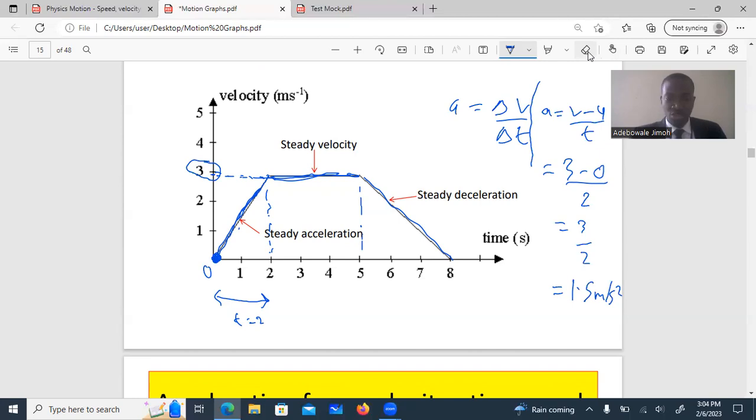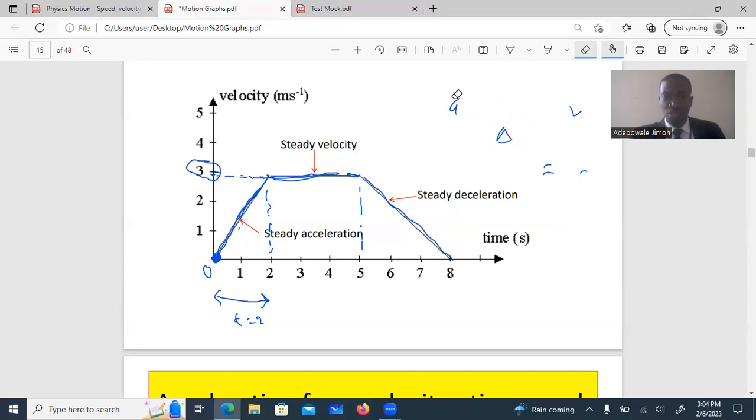Now, let us assume there's another question that asks us to calculate the deceleration. Which formula will you use to find the deceleration of the body? First of all, where do we have deceleration? We have deceleration from 5 to 8 seconds. That means there was deceleration within the last 3 seconds.